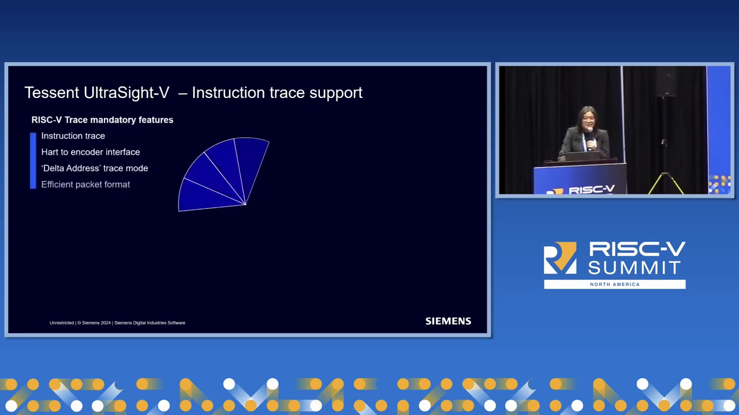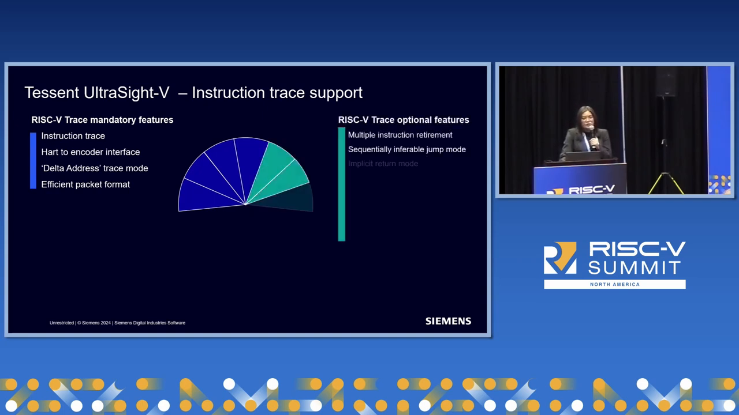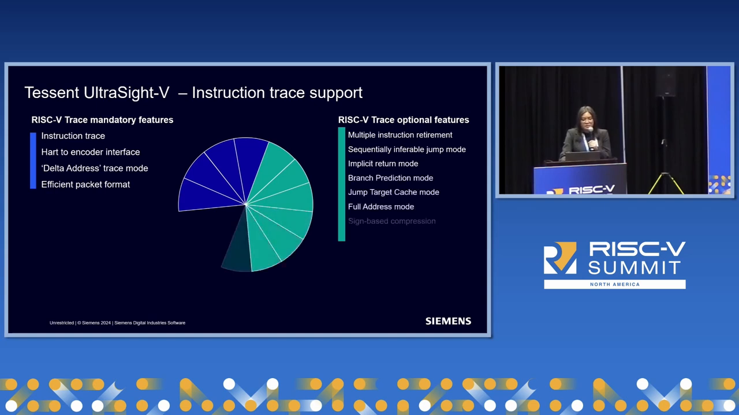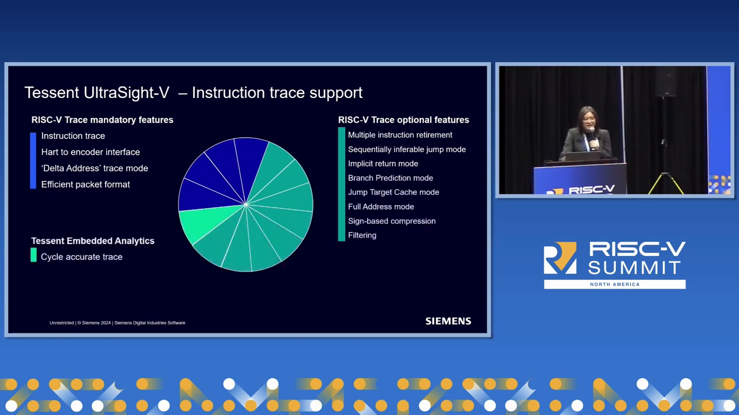I should mention that the instruction trace support in UltraSight-V supports the RISC-V trace mandatory features, and also the RISC-V trace optional features. And on top of that, it also has a capability called cycle accurate trace, which will provide information on when your instructions retire. Again, this information would be very useful if you're doing performance analysis, for example.